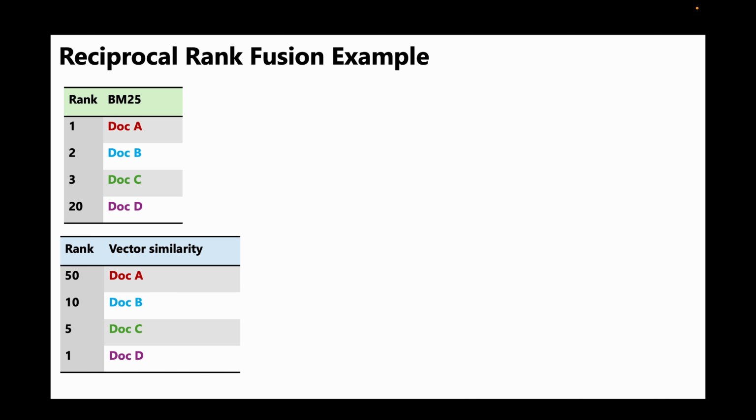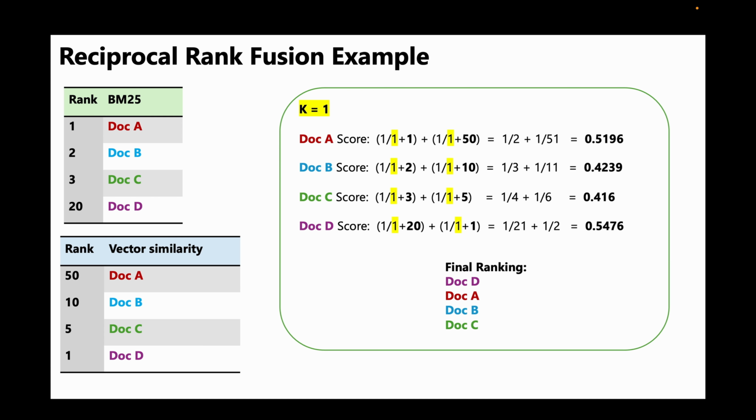So let's see what happens when we apply the value of K as 1. In this case, K is 1 means it has negligible effect. The rank has its importance. With K as 1, the high scorers are prioritized. As you see, document D and document A are prioritized over document B and document C because they are top of the list and their score are higher.